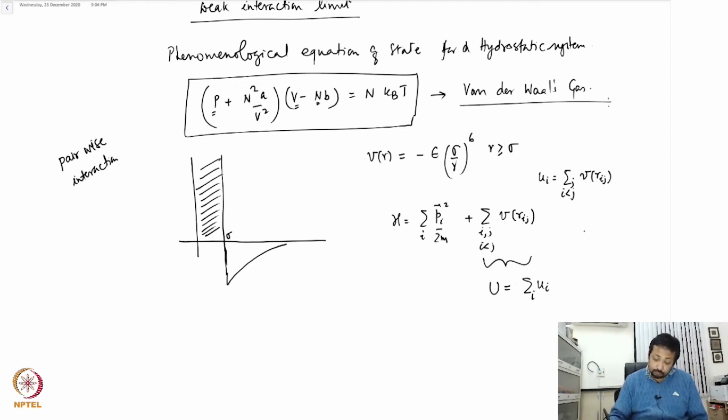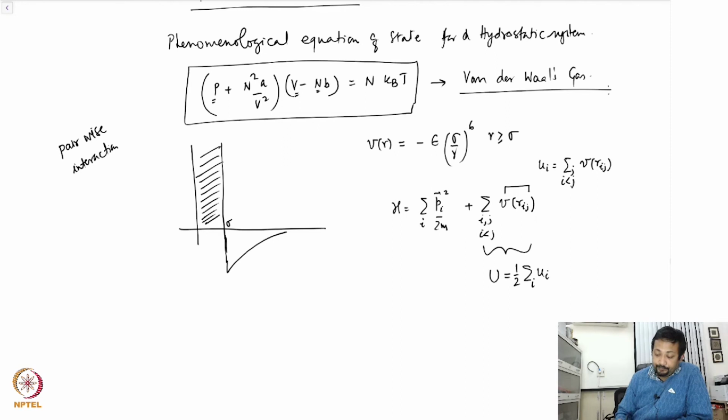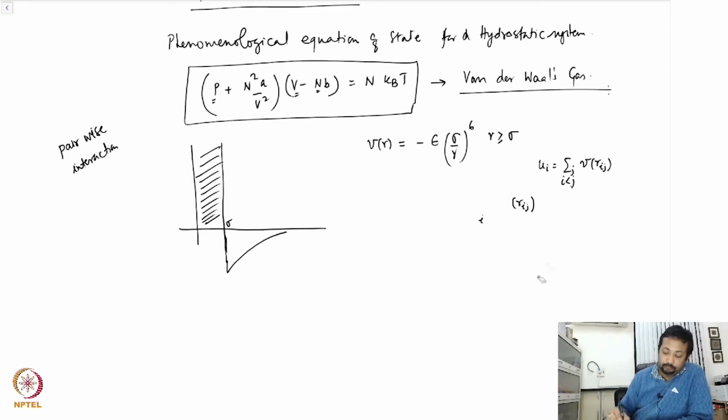But now this interaction is pairwise, so I bring in a factor half. What I want to do now, no, restart. The Hamiltonian of the system is given by the sum over i of p_i squared over twice m plus the sum over i, j with i less than j of V(r_ij).